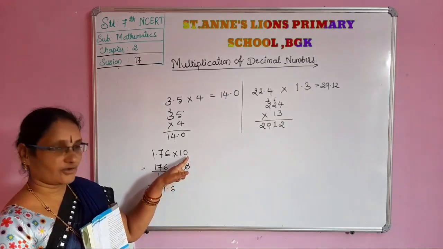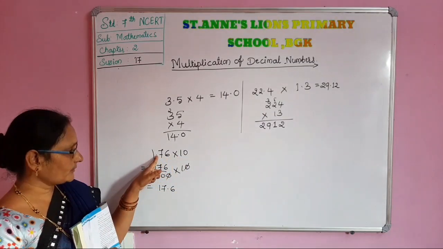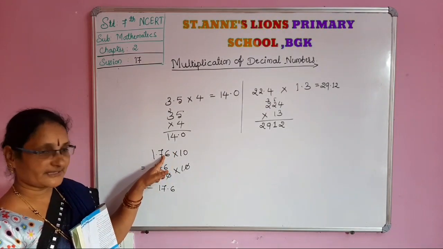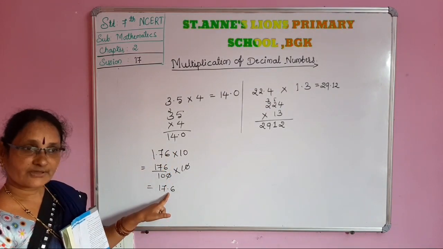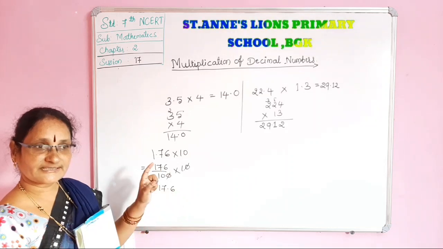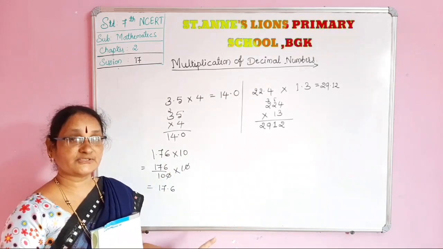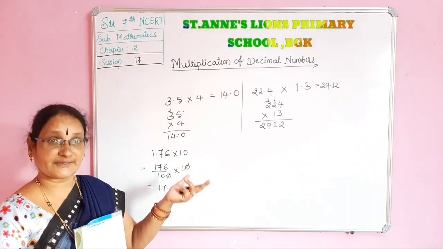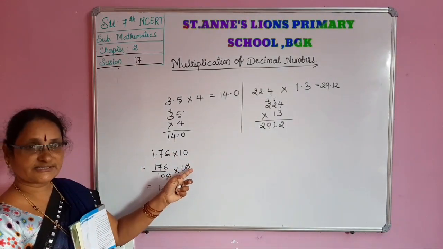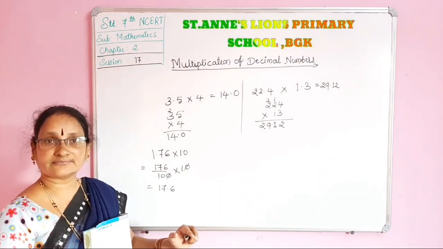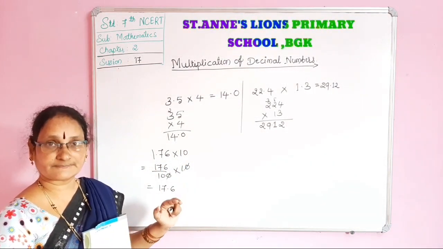On multiplication by 10, you observe the decimal point was here, now it has jumped one place. On multiplication, the decimal point jumps towards the right side. That means the value will be increasing by multiplication. 1.76 was there. Now it has become 17.6. 1 and 17, you can find out the difference.